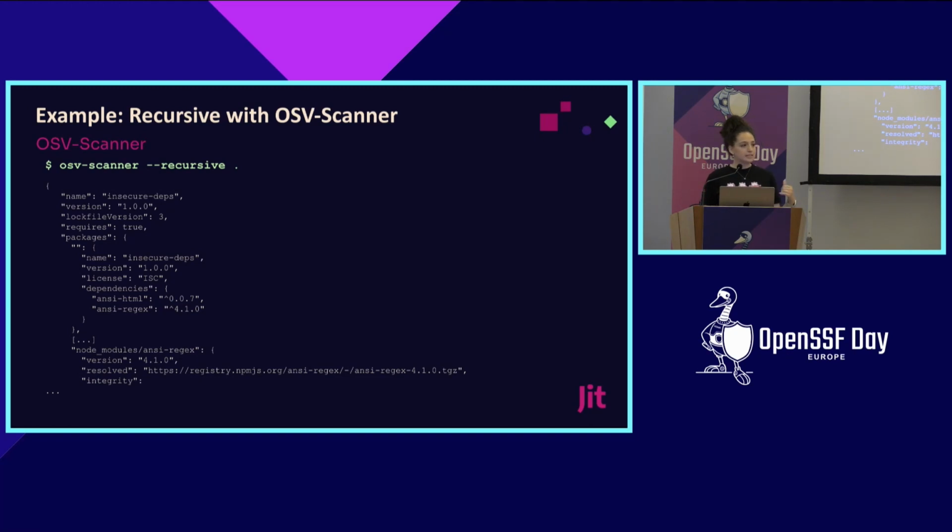So let's take a look at an example of a recursive scan for OSV-Scanner. This is the prompt to trigger it, and this is how the results look. All you have to do is just run OSV-Scanner --recursive and any directory you want to scan.